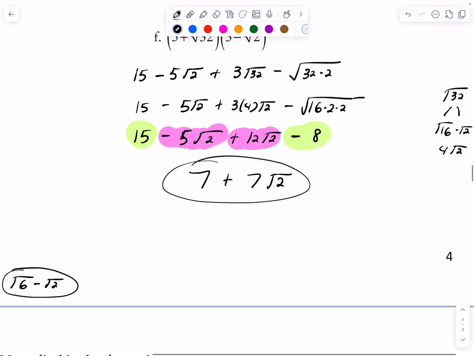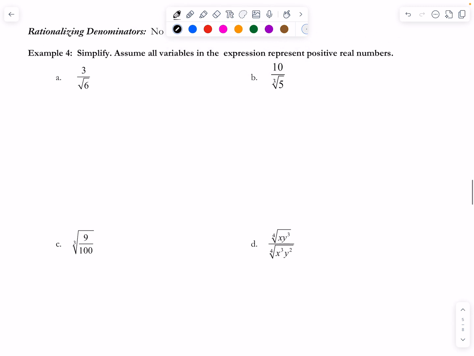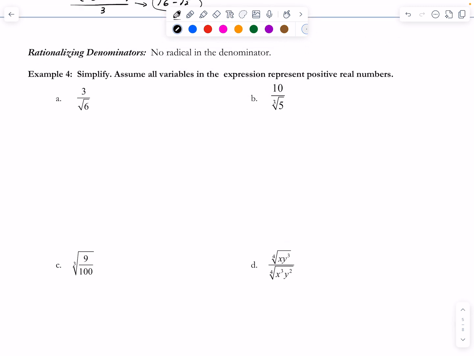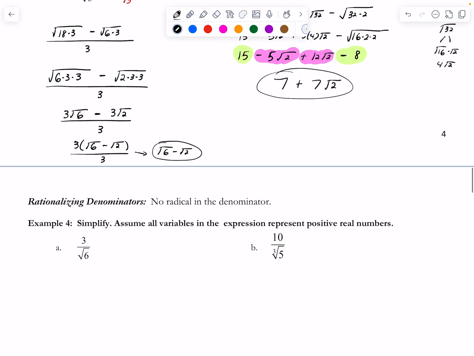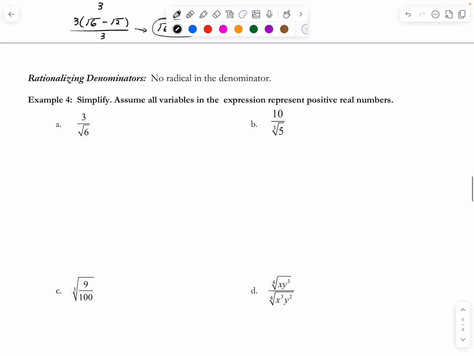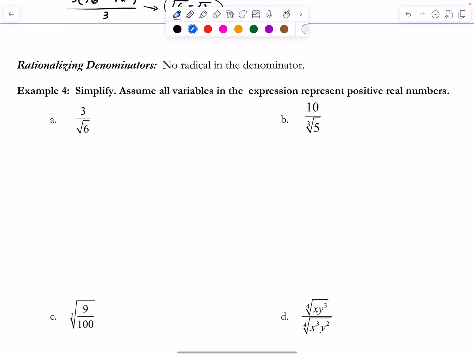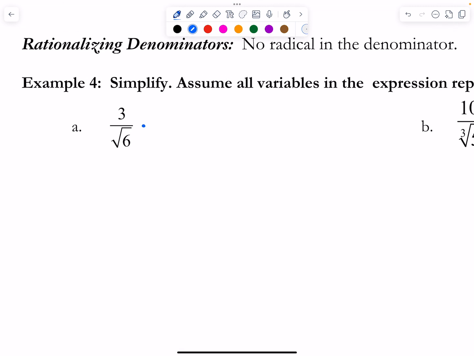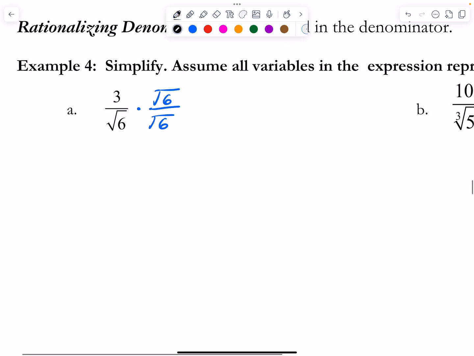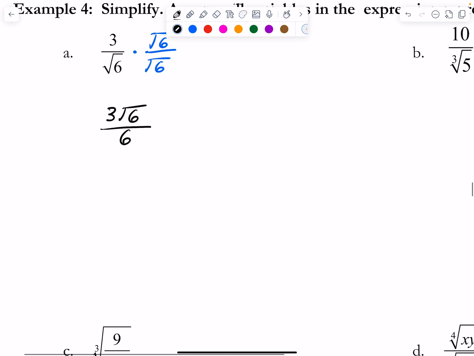Okay. Now, this last page is on just rationalizing denominators, which we already had a mini peek of on letter E. All right, so I'll show you the most basic one you learned in Algebra 1 and probably reviewed in geometry. So times the square root of 6 over the square root of 6. So that's 3 times the square root of 6 over 6. Reducing 3 over 6 gives you the square root of 6 over 2.